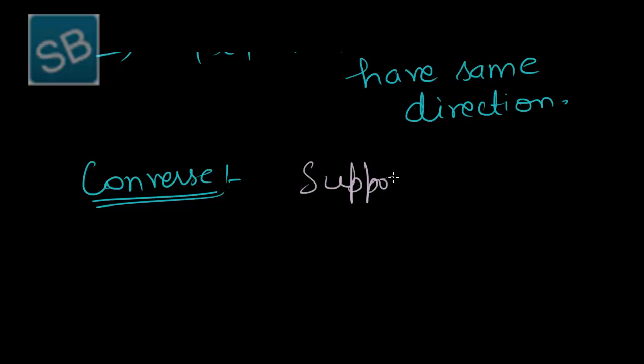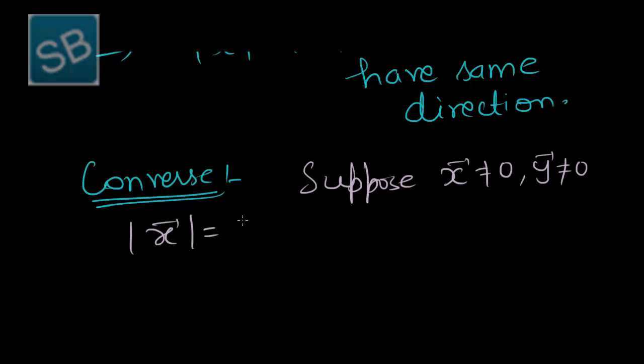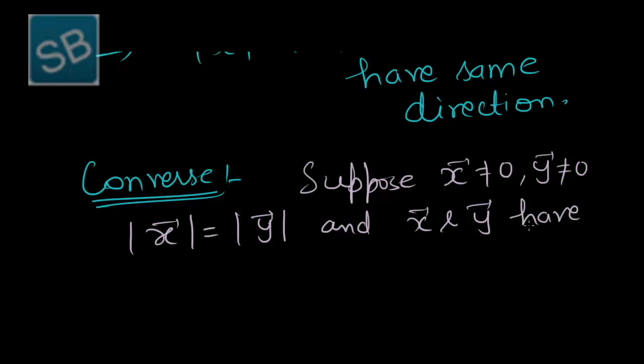Suppose vector x is not equal to 0 and vector y is not equal to 0. That is, one of its components must be not equal to 0. And we have magnitude of vector x is equal to magnitude of vector y, and vector x and vector y have the same direction. Now we have to prove vector x is equal to vector y.